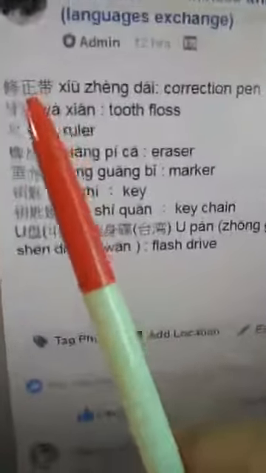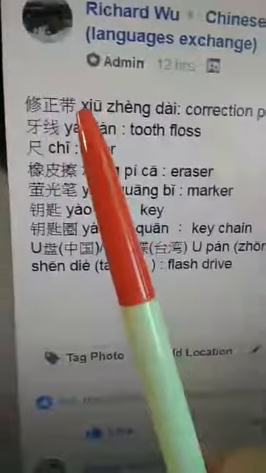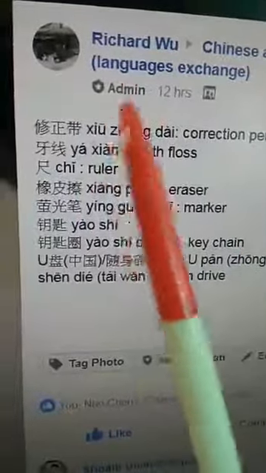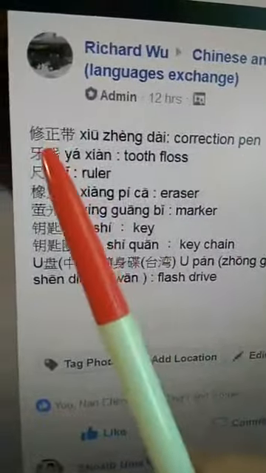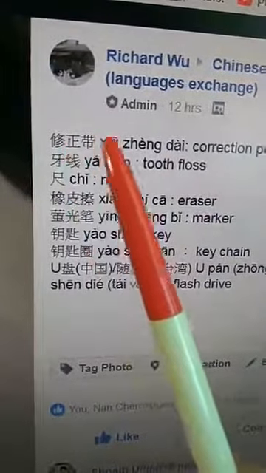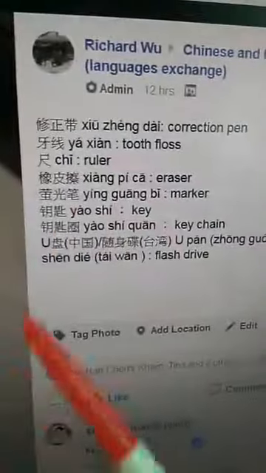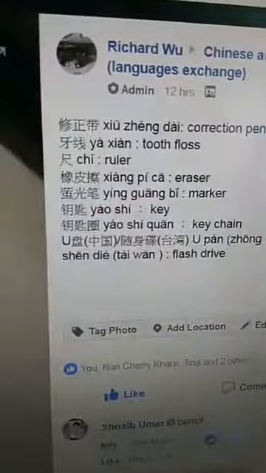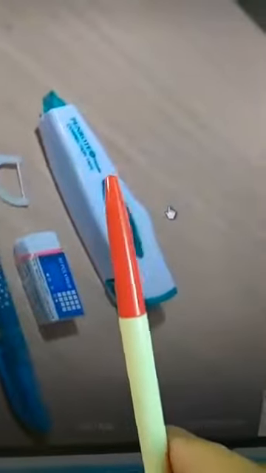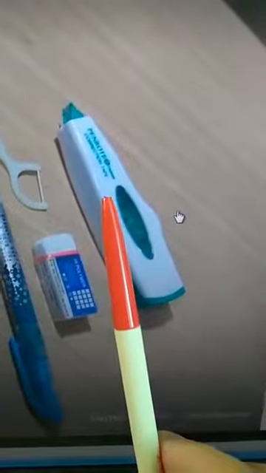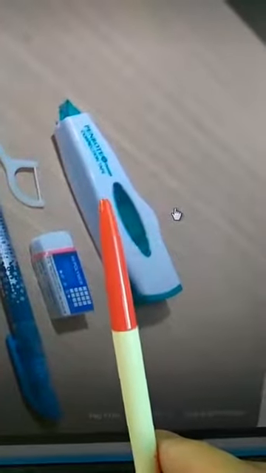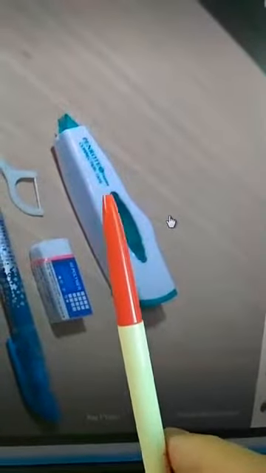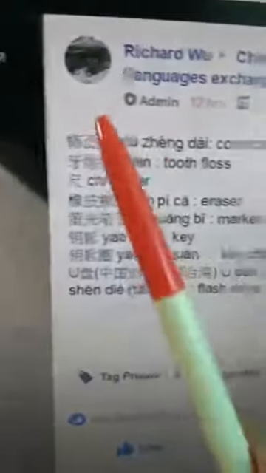修正带, that's a very difficult one. I don't know if you use correction pens in your country, but in Taiwan, students use correction pens a lot. 修正 means correction. 带 means like tape. So correction pen, or we say correction tape. 修正带. It's like a tape, right? I don't know if you use this in your country, but we use that a lot.